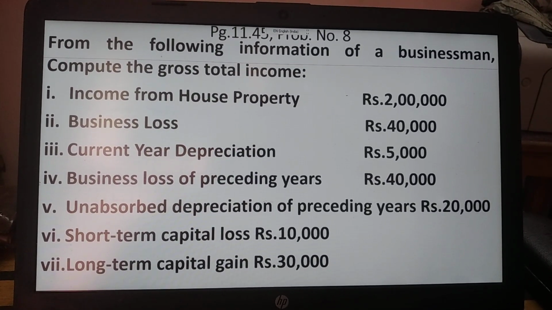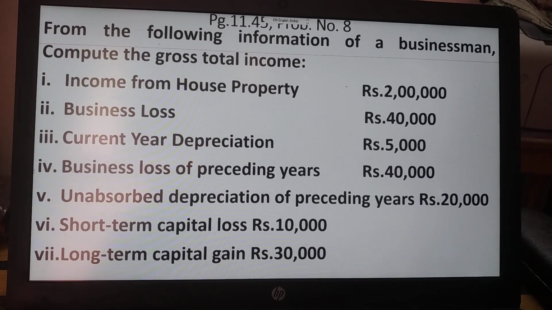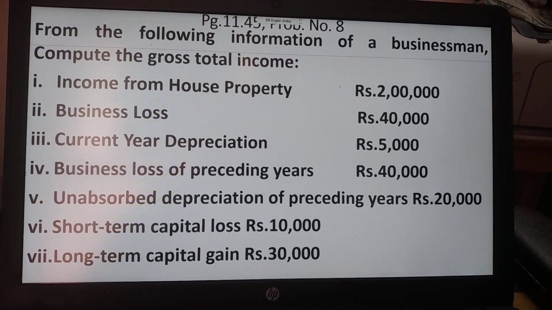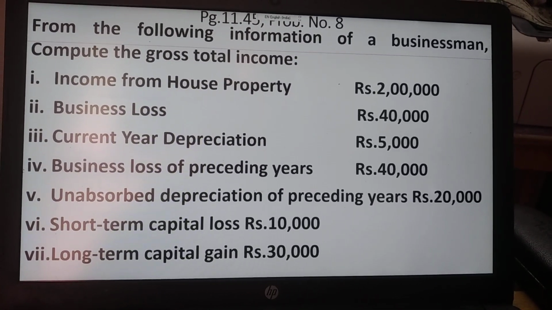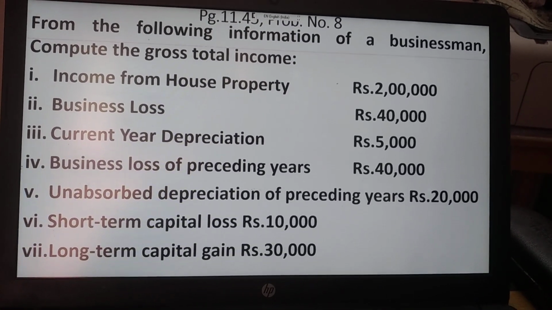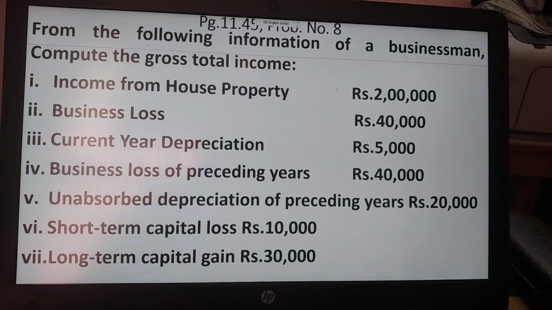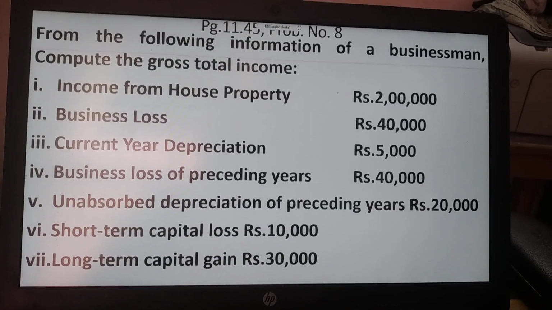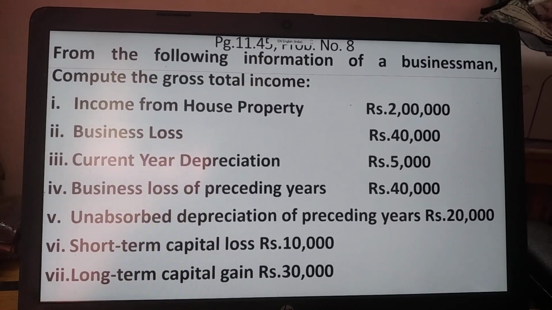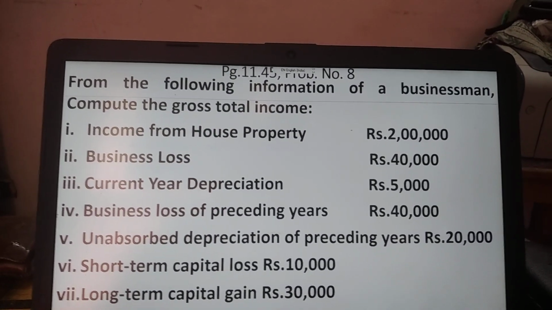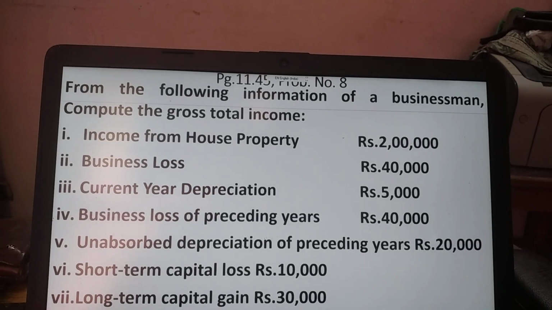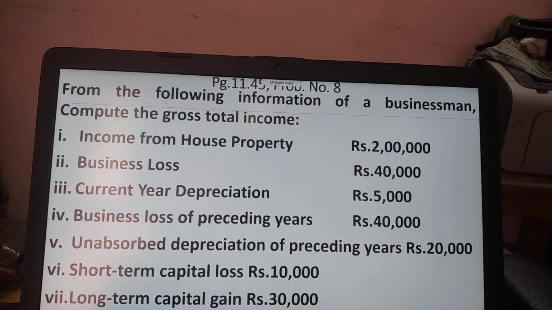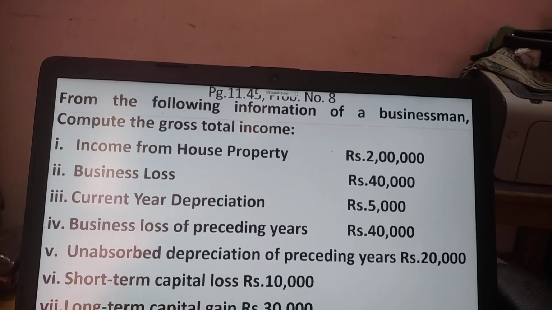Income from house property 2 lakhs, business loss 40,000, current year depreciation 5,000, business loss of preceding years 40,000, unabsorbed depreciation of preceding years 20,000, short term capital loss 10,000, long term capital gain 30,000. Now, see here, first you have to set off the current year business loss.